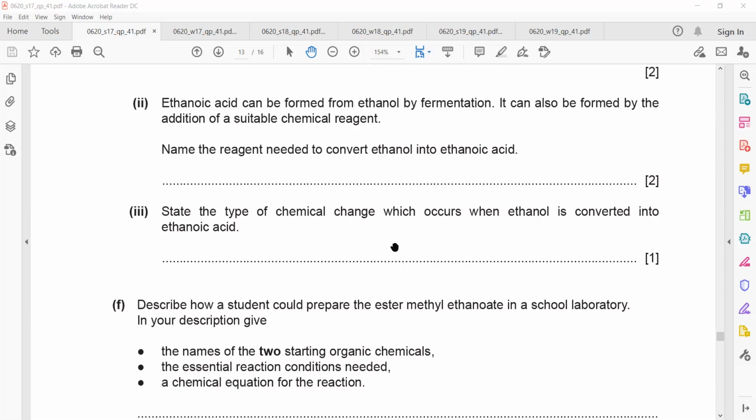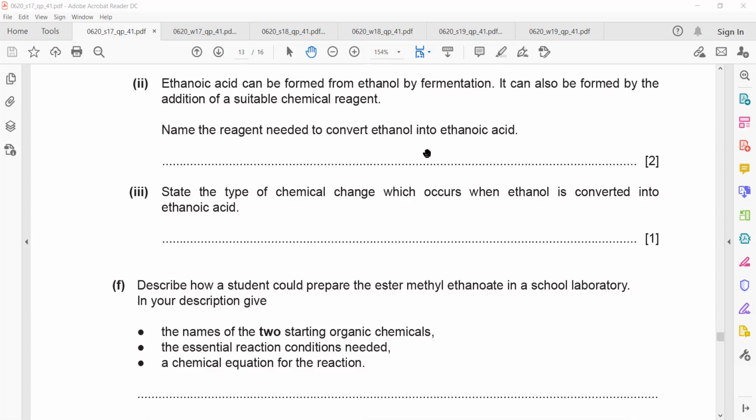The next part: ethanoic acid can be formed from ethanol by fermentation, because ethanol is formed by fermentation and then ethanol can be oxidized to form ethanoic acid. It can also be formed by addition of a suitable chemical reagent. Name a reagent needed to convert ethanol into ethanoic acid.